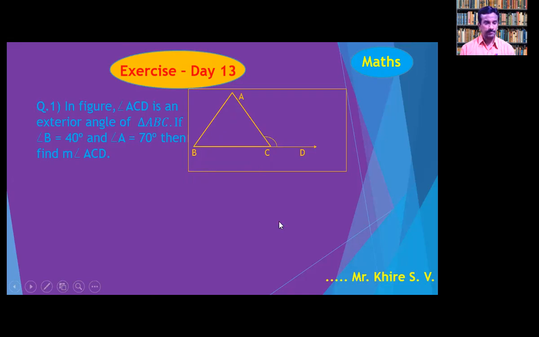Angle ACD is equal to the sum of its remote interior angles, angle A plus angle B. The sum of these two angles is equal to angle ACD. Therefore, angle A plus angle B is angle ACD. 70 plus 40 is equal to ACD. Means the measure of angle ACD is equal to 110 degrees.